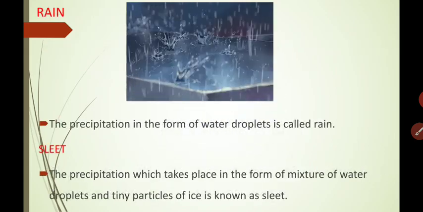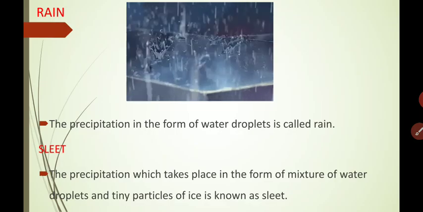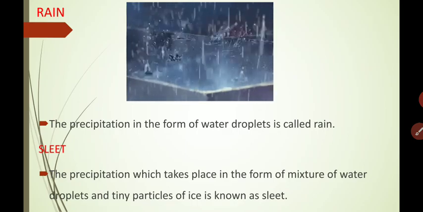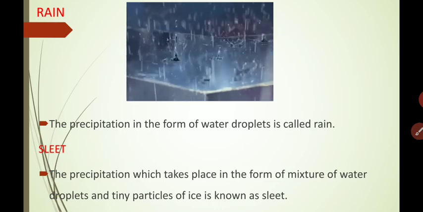Next one is sleet. The precipitation which takes place in the form of a mixture of water droplets and tiny particles of ice, 5 millimeter in diameter, is known as sleet.